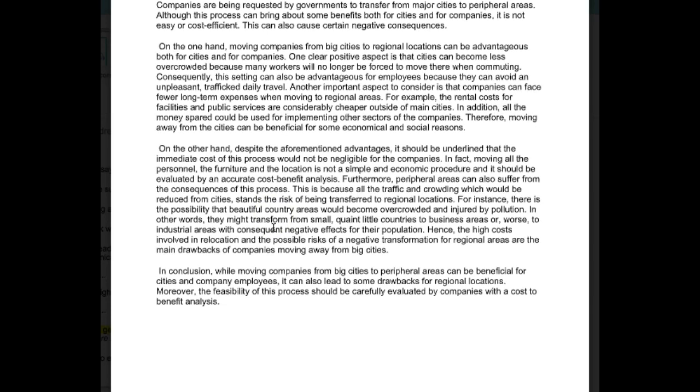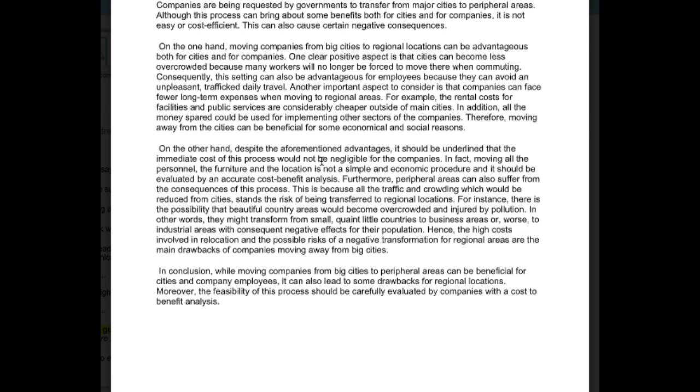On the other hand, despite the aforementioned advantages, it should be underlined that the immediate cost of this process would not be negligible for the companies. So we've got a negative construction here, okay, and then we've got a negative verb. Two negatives make a positive, so why don't we say the cost of this process would be expensive for the companies, okay? And I'm saying exactly the same, but I'm saying it in a more succinct, concise, direct way, which is key for effective communication in English.